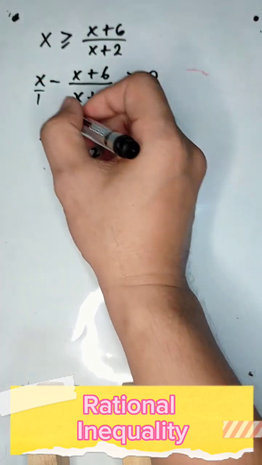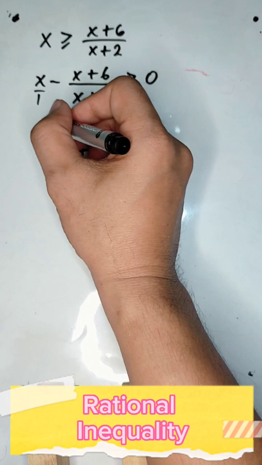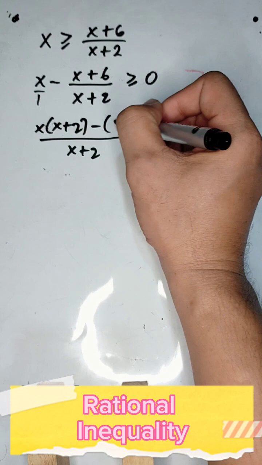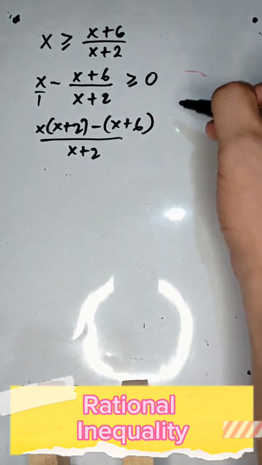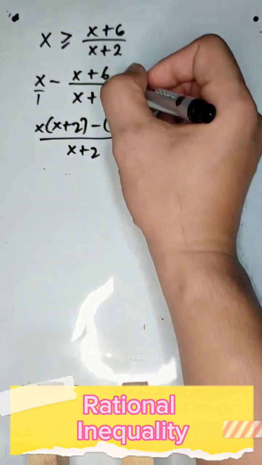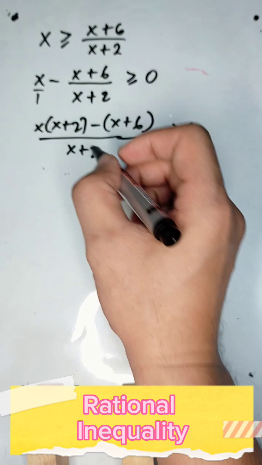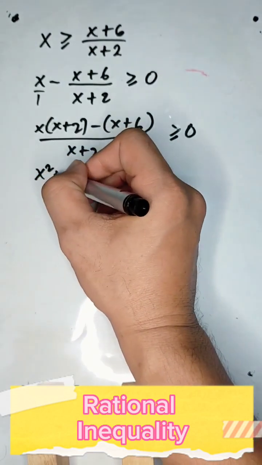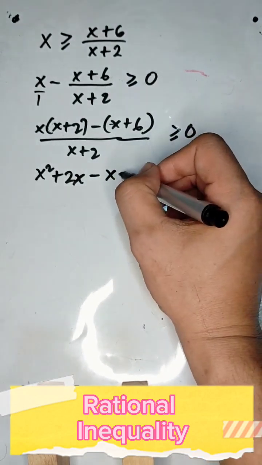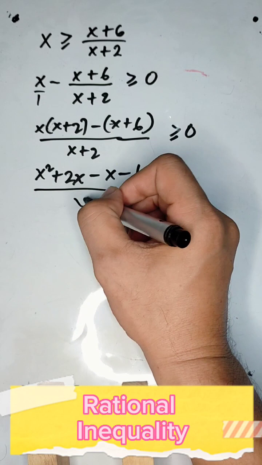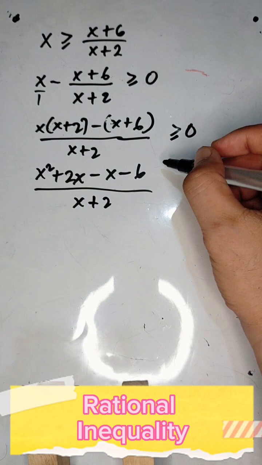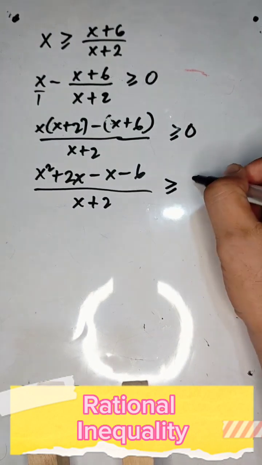And then let's multiply this to this term here. So we have x times (x plus 2) minus (x plus 6) is greater than or equal to 0. So you have to take note of the parenthesis. Okay, let's distribute this one. That gives us x squared plus 2x. Distribute the negative sign. That's negative x minus 6, all over x plus 2. Okay, all greater than or equal to 0.